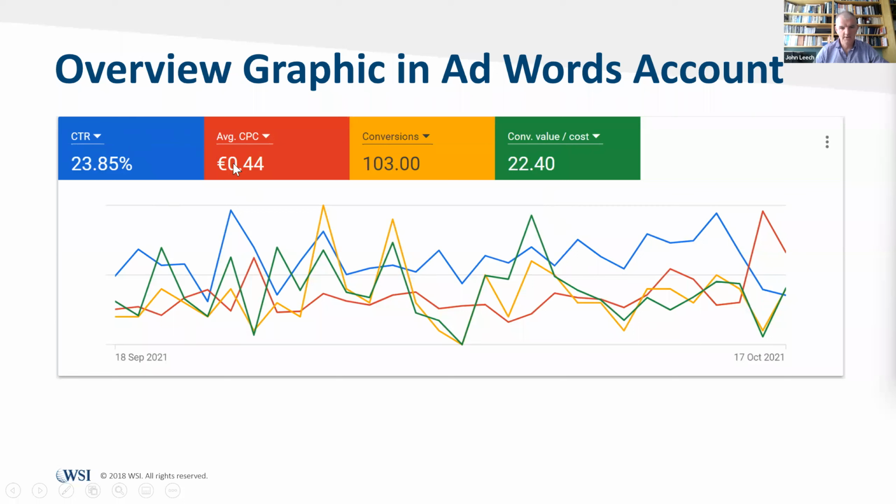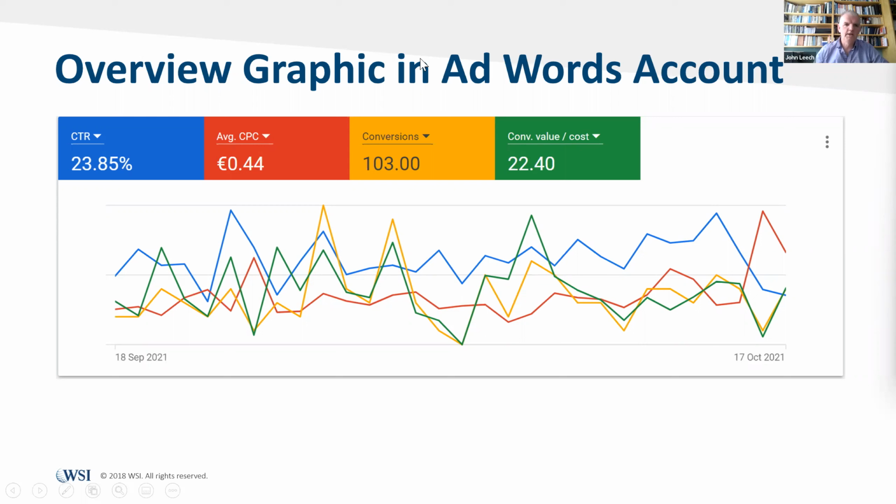In this case, we're looking at a campaign that's got a 23% click-through rate, which is really healthy. Its average cost per click is 44 cents. It's got 103 conversions in the period, and it's got a conversion value over cost, which is your return, of 22.4. That means for every euro we're spending in this campaign, we're getting 22 euros back. So this is a really nicely performing campaign.